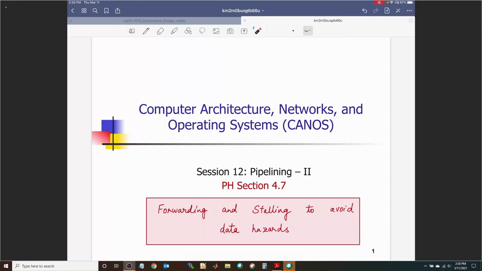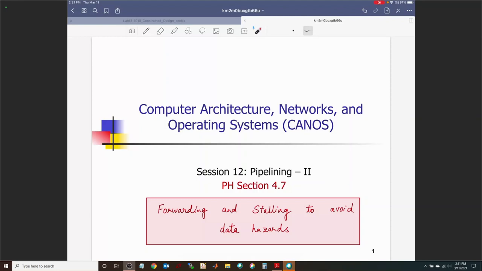All right. So today we are going to spend time talking about pipelining too. So this is the second lecture on pipelining. In the previous one, we talked about what is the benefit of using a pipelining mode versus a non-pipelined structure.